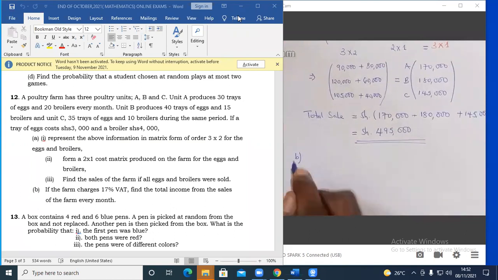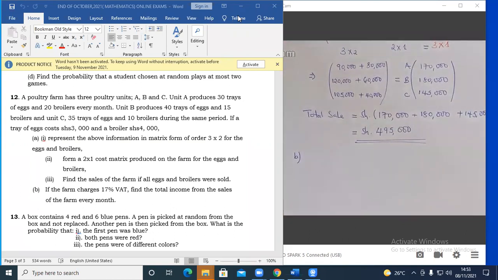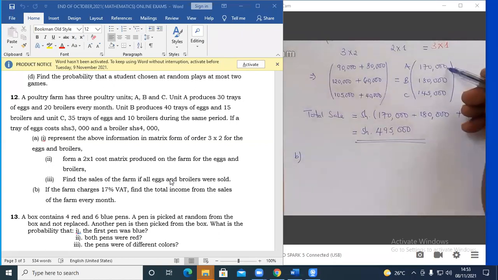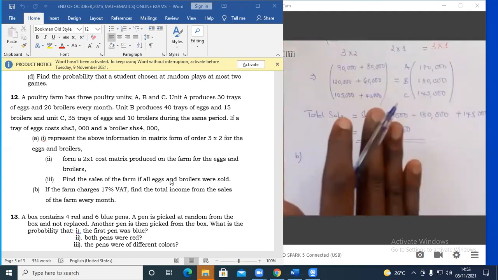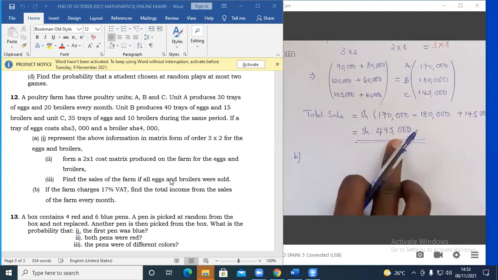Part B. Before we go to part B, let me emphasize something here. If they were asking for each unit, they may ask what was the sale in each unit: unit A was 170, unit B was 180, unit C is 145. But according to this question, they're asking for the whole farm. That's why we added. Are you together?